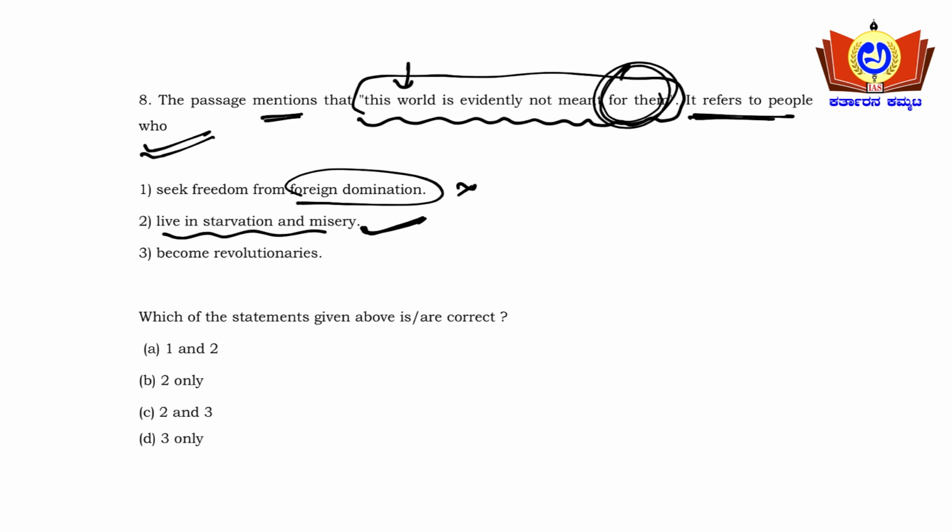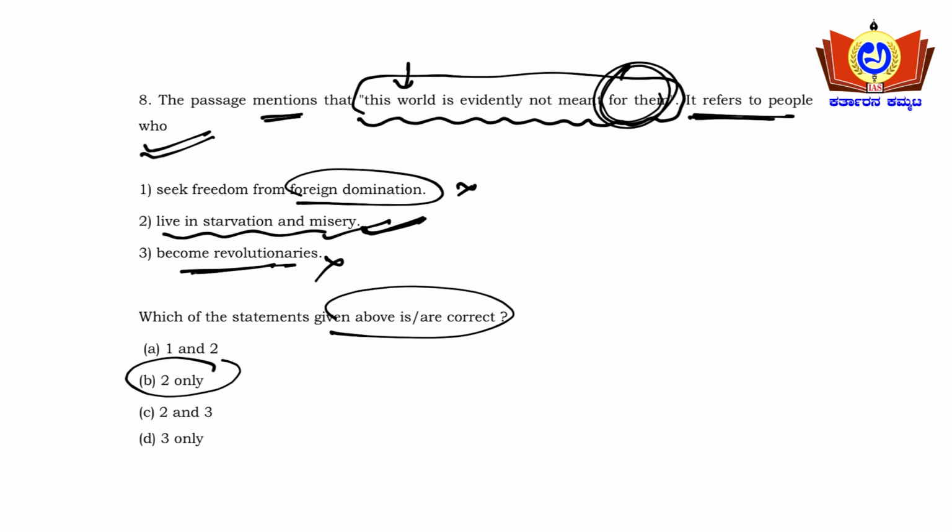The line of the passage is, many Western writers have encouraged the notion that Indians are otherworldly. The next sentence is, I suppose the poor and unfortunate in every country become to some extent otherworldly unless they become revolutionaries, for this world is evidently not meant for them. So who lives in starvation? This is the option here. Become revolutionaries, no, again this is not correct here. So which of the above statements is correct? B2 only is the right answer here.